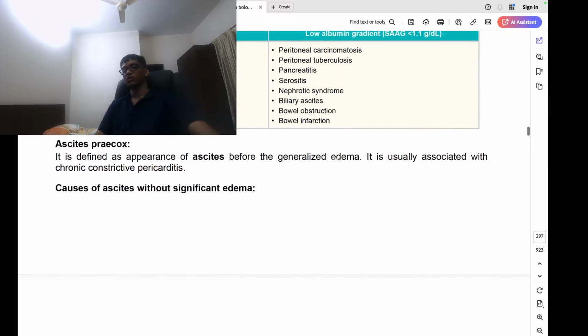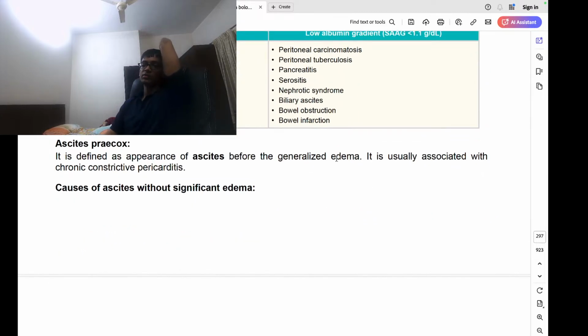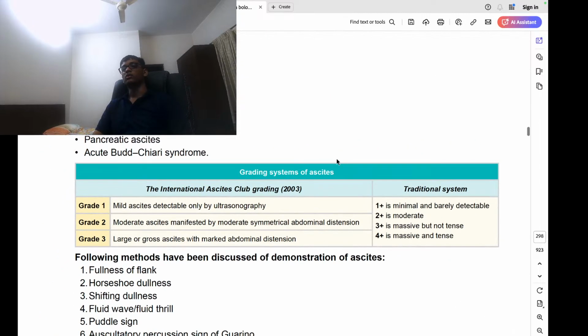Then you have ascites praecox, which is defined as the appearance of ascites before generalized edema. It is usually associated with chronic constrictive pericarditis. The causes of ascites without significant edema are chronic constrictive pericarditis, tuberculous peritonitis, malignant peritonitis, pancreatic ascites, and acute Budd-Chiari syndrome.